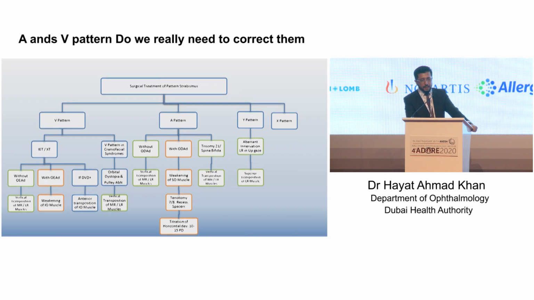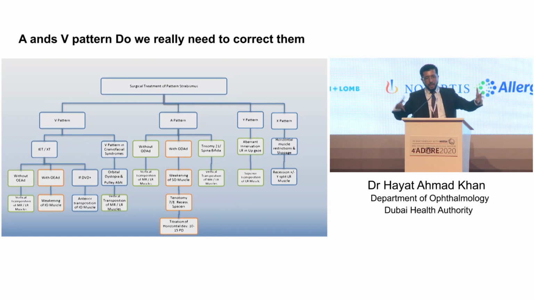In cases of X pattern where there is no deviation in the primary position, the deviation is in the upgaze and the downgaze position. The horizontal muscle restriction and the slippage, just like you have in Duane syndrome, is the cause. So you treat the cause. All you need to do is recess the lateral rectus muscles. You can even do a Y splitting to have a better hold so that there is no slippage of these muscles, and that's the way to go.